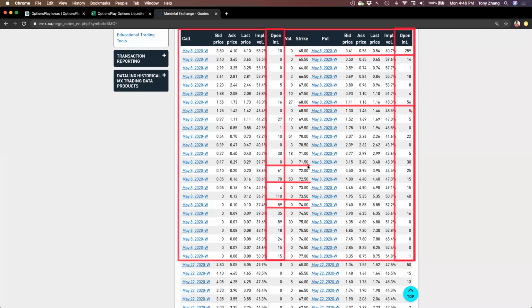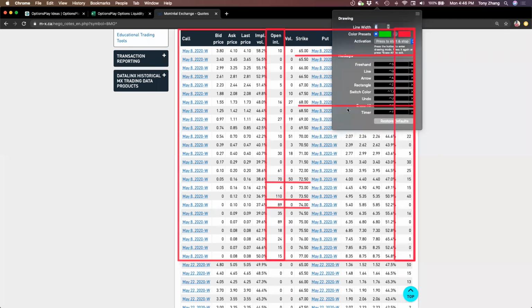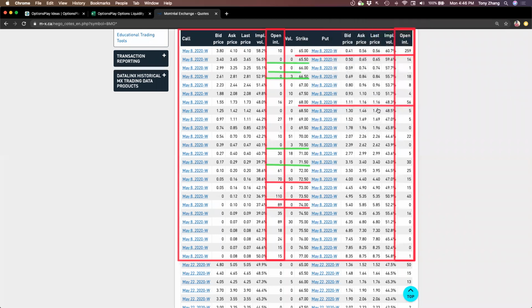Maybe I'll make this a different color to make it a little bit more obvious. So this one has 0 open interest. This one has 0 open interest. This one has 0 open interest. So we have plenty up here with 0 open interest. The ones in red have high open interest. The ones in green have low open interest.